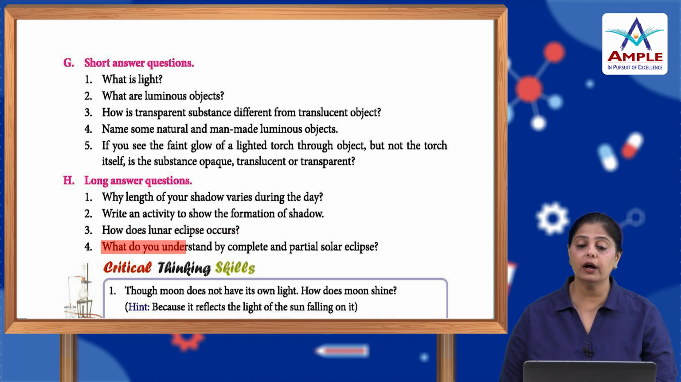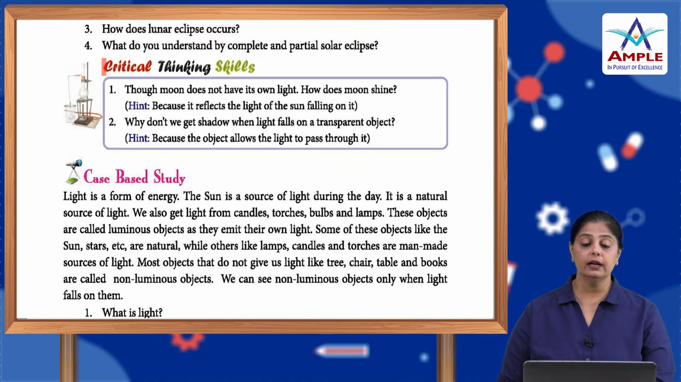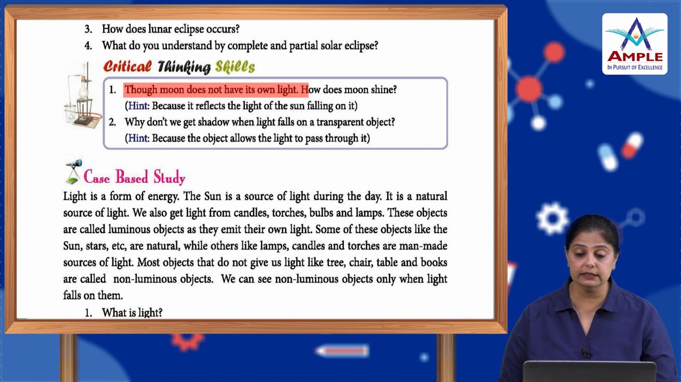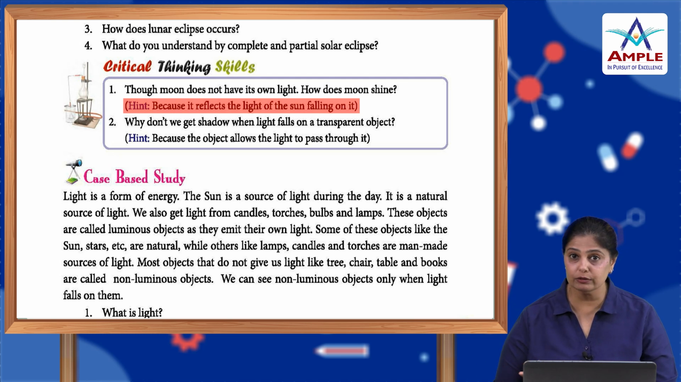Okay, what do you understand by complete and partial solar eclipse? So, we already know that when the moon comes in between the sun and the earth, a solar eclipse happens. But it can be partial and it can be full. So, elaborate on this one also. Okay. Now, critical thinking skills. Though the moon does not have its own light, how does the moon shine? Okay. The moon shines because it reflects the light of the sun falling on it. Okay. So, as we all know, the moon also revolves around the sun.